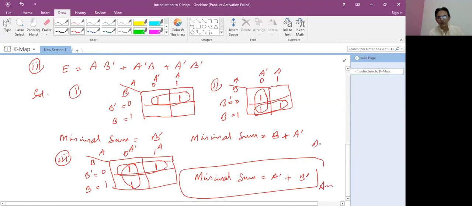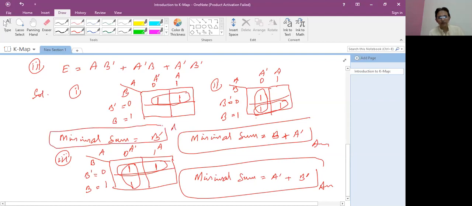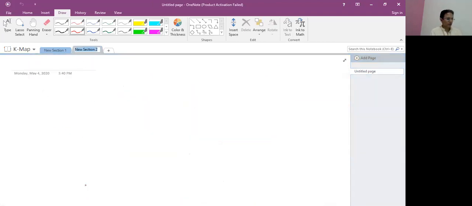This is for 2 variables, where we draw a square and find the answer. Now the second application is, student, when we consider K-maps in 3 variables.